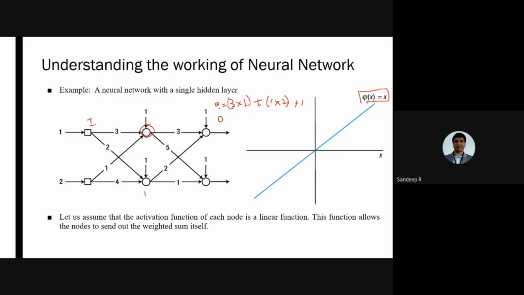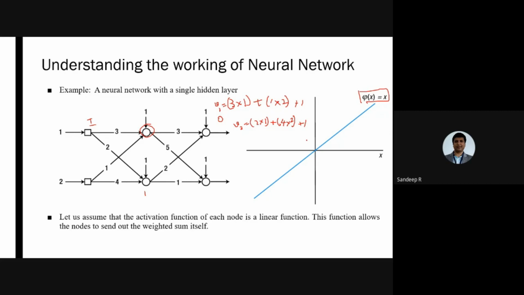Now next, V2 is equal to, again the same thing, just see here: 2 into 1, weight into input, 2 is the weight and 1 is the input, 2 into 1 plus 4 into 2, plus the bias is 1. Now what you have just done is calculated the output of the hidden layer.